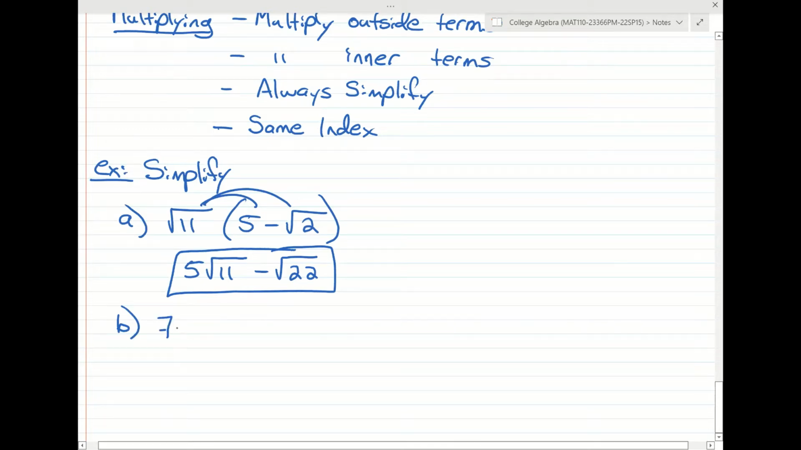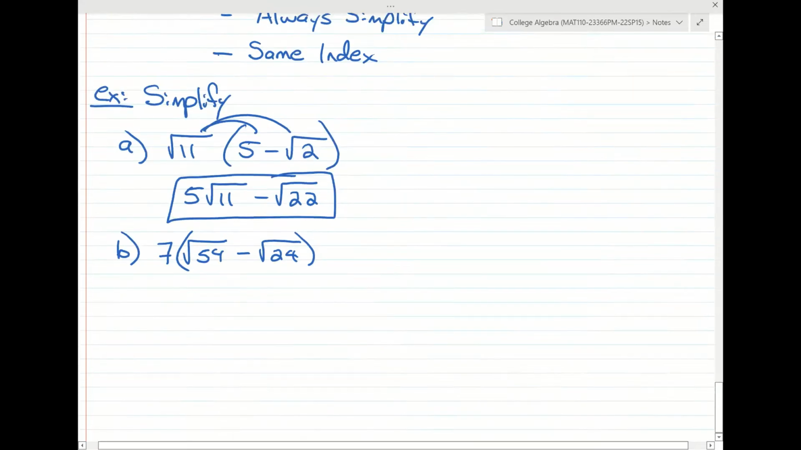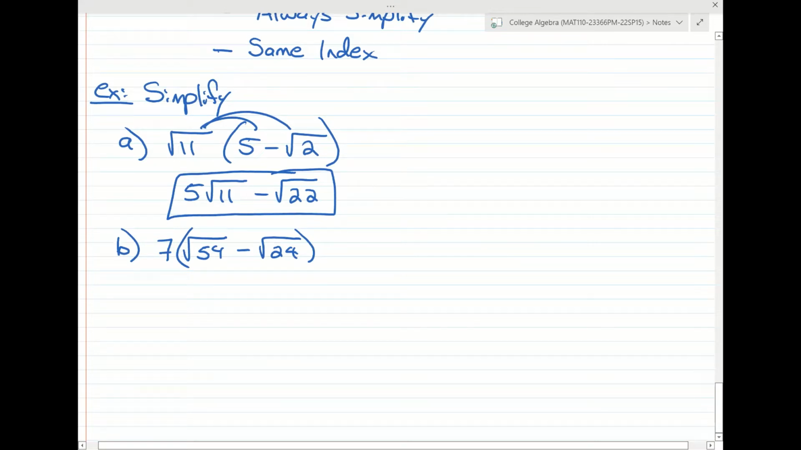If we had 7 times the square root of 54 minus the square root of 24, 7 would be on the outside. So again, we just distribute like we would with a binomial or a polynomial. We get 7 square root of 54 minus 7 times the square root of 24.